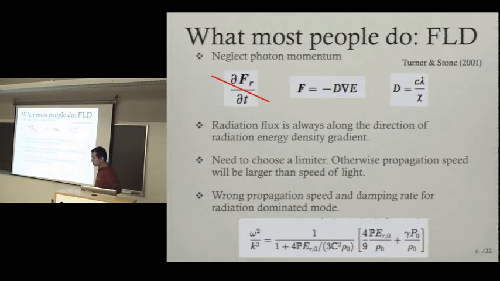And when you apply the diffusion approximation to the streaming regime, the signal speed can be much larger than the speed of light. Then you put some arbitrary limiter in your diffusion coefficient. So this is the so-called flux limited diffusion approximation. And people know that the diffusion approximation is only accurate in very optically thick regimes, but no one knows when the diffusion approximation will fail or what the consequence will be. So we want to do something better.